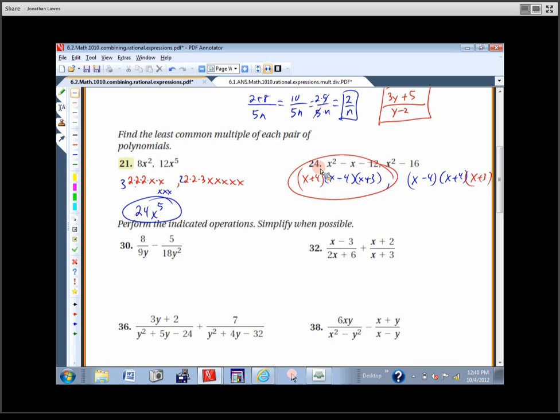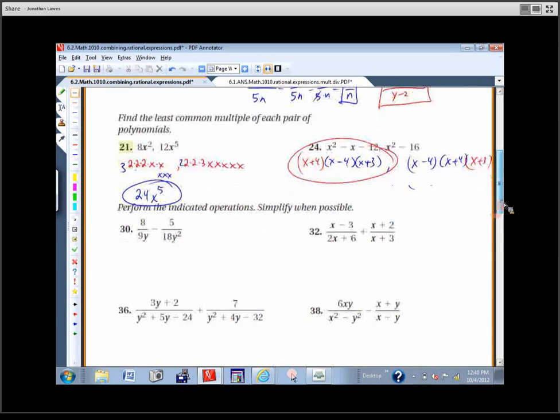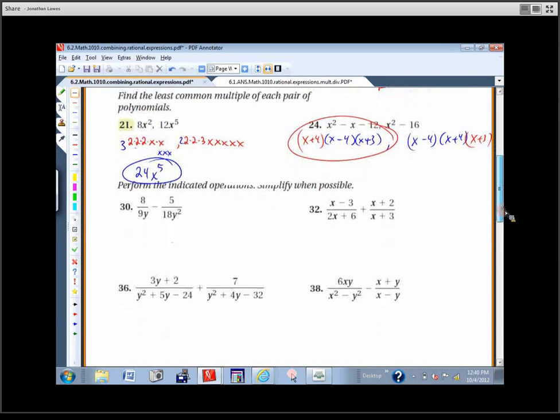Okay, and again, you wouldn't want to distribute because you want to leave the denominator factored. Because then you can see what all those factors are, and once you get the numerator, you can factor that and see if you can cancel anything off. Leaving it in factored form on these is much, much better. Okay, are there any questions? Okay, let's take a look at the next ones.